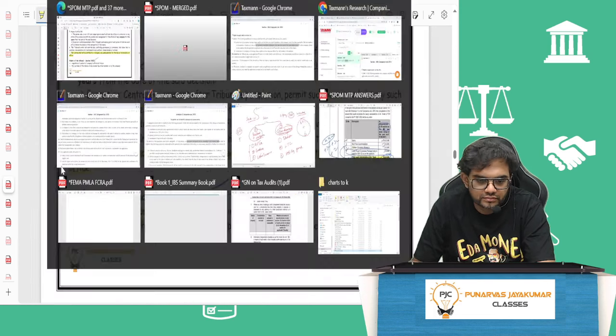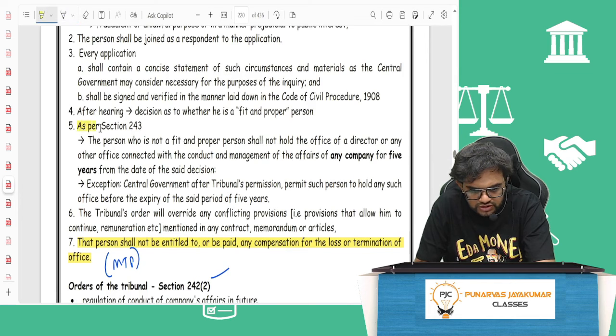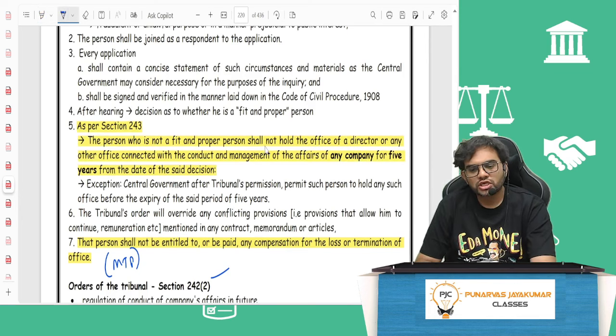Whether Gyan Singh, after being terminated from this company, can apply to any other company. Will disqualification come? Yes, yes, and yes. Point number 5. Section 243 says so. Shall not hold the office of director or any office connected with the conduct of management of the affairs of any company for 5 years from the date of the said decision. 5 years, 5 years, 5 years. That's not permanent. Not 1 year or 3 years, that's wrong. 5 years.